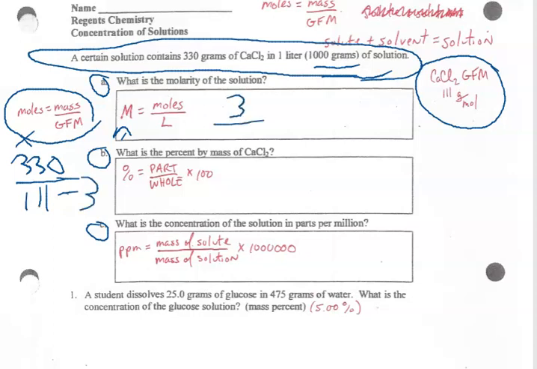3 divided by, it's 1 liter. The answer is a 3 molar solution. We don't say 3 molarity solution, a 3 molar solution.